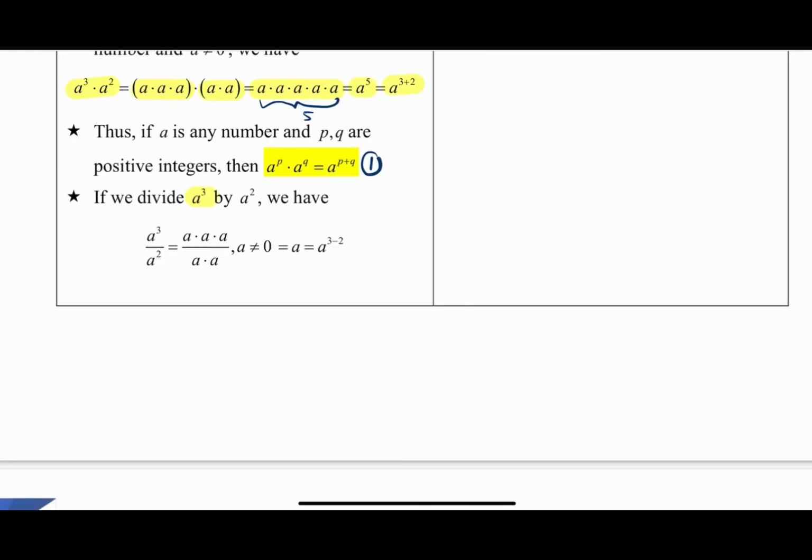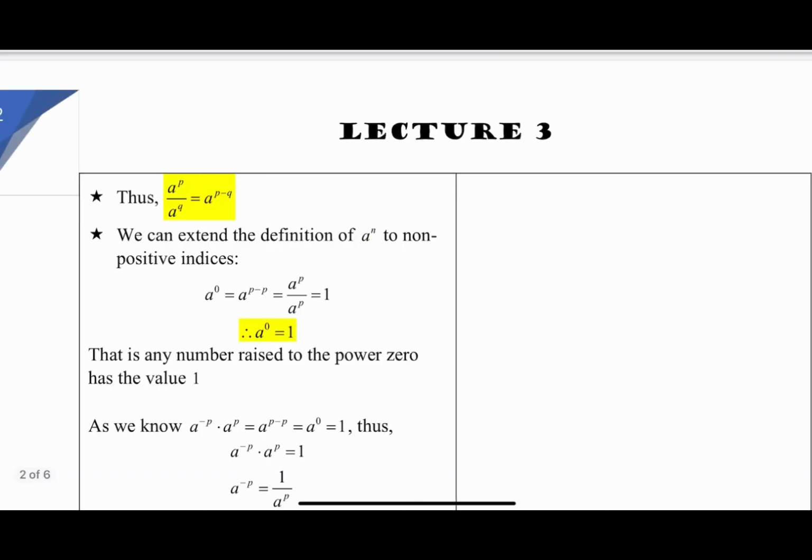If we divide a cube by a squared, so kita akan nampak kat sini a cube tu a darab a 3 kali. A squared tu a darab a. Kita bahagikan mereka, so kita nampak kat situ ada common term. Dan kita akan dapat jawapan dia sama dengan A. Okay, so di sini A ni adalah A to the power of 1, which is kita tahu A to the power of 3 minus 2 sama je dengan A to the power of 1. Jadi kita akan ada lagi satu property, iaitu A to the power of P over A to the power of Q is equals to A to the power of P minus Q.